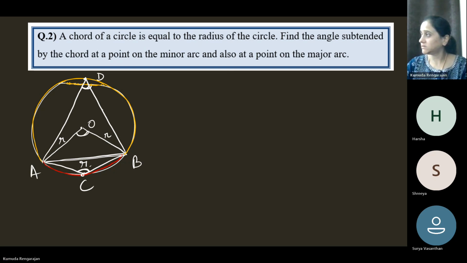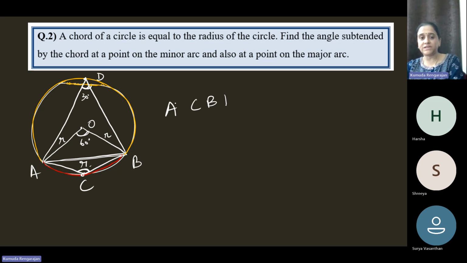This is 60. This is like diameter angle, no? So this is 30, because angle at the center, AOB, ADB. So if AOB is 60, ADB is 30. Now identify the cyclic quadrilateral here. ACBD. ACBD is a cyclic quadrilateral. Opposite angles are supplementary.